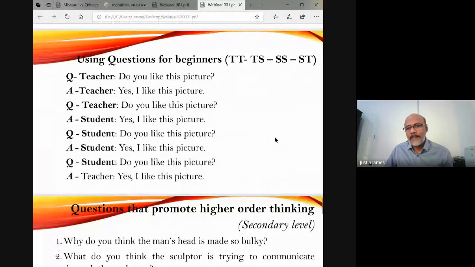This way, each one in the class, including the teacher, gets an equal share of time and an equal share of exercising the language and learning this pattern of questioning and answering. Thereby, they can develop basic communication abilities through this kind of exercise. This is only for very basic learners, those who are learning the language for the first time.